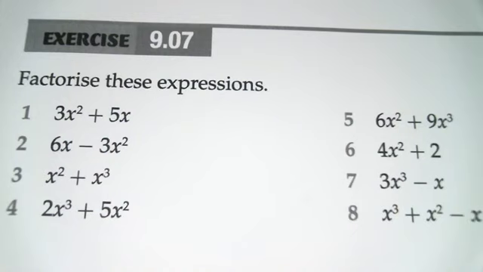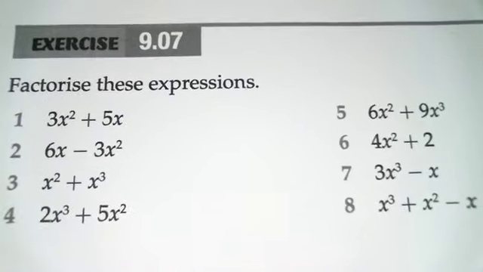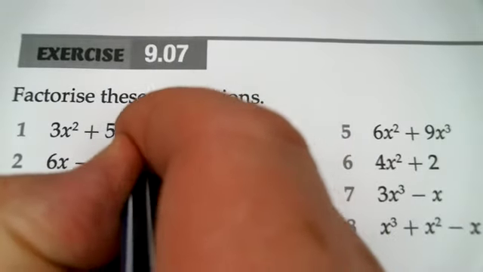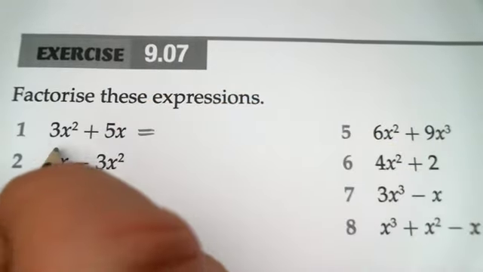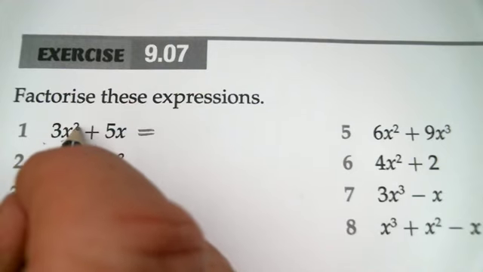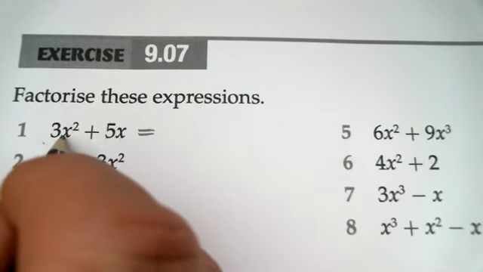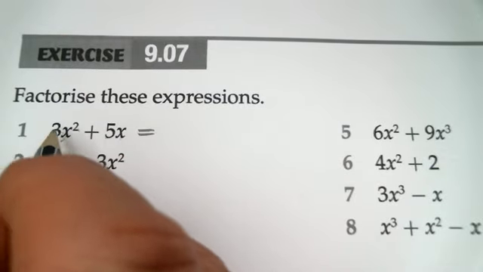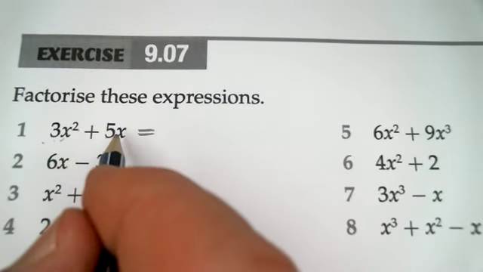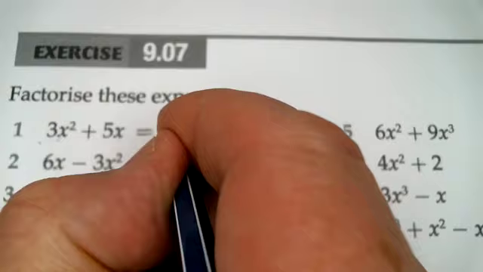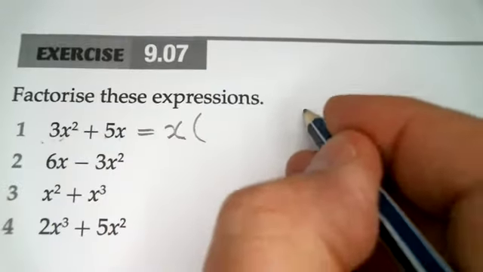Right, exercise 9.07. Now these are starting to get exciting. So we're looking for things that are common if we're going to factorize them. So what is common to 3x squared and 5x? Remember, x squared is x times x. So really, 3 times x times x plus 5 times x. So x is going to be common. Let's see how this plays out.